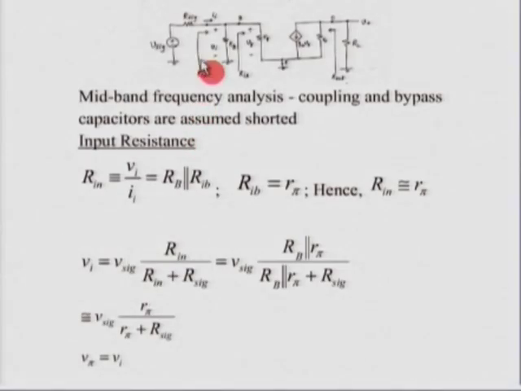Now, VI is the voltage at the input of the amplifier. Our signal source is Vsig. If you write an expression for VI in terms of the signal source Vsig, we can write VI as Vsig times Rin by Rin plus Rsig. We know that Rin is equal to RB parallel r pi. So, substituting, we get Vsig times RB parallel r pi divided by RB parallel r pi plus Rsig. Since RB parallel r pi is approximately equal to r pi, we can write VI as approximately Vsig times r pi by r pi plus Rsig.